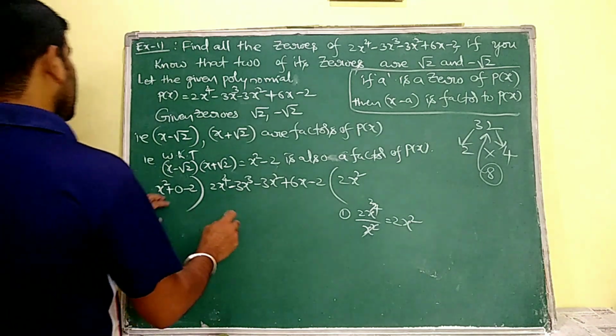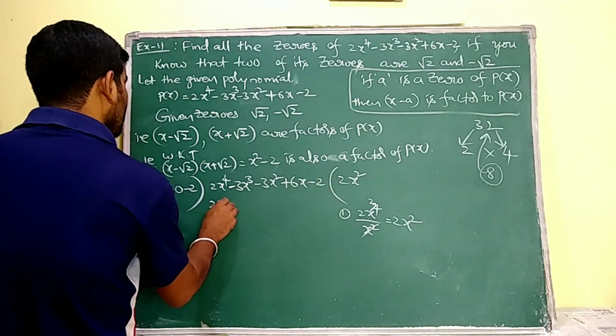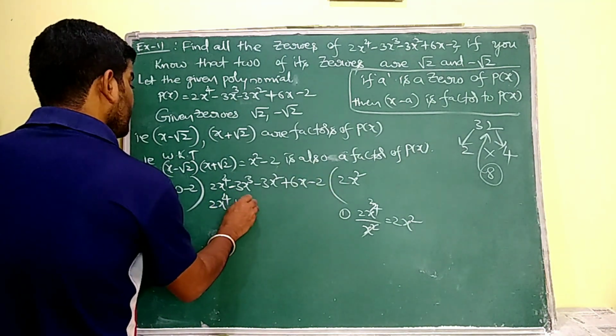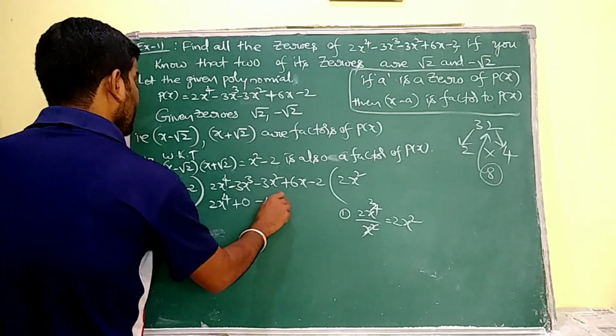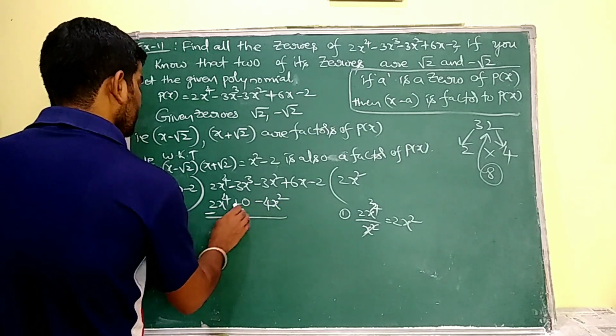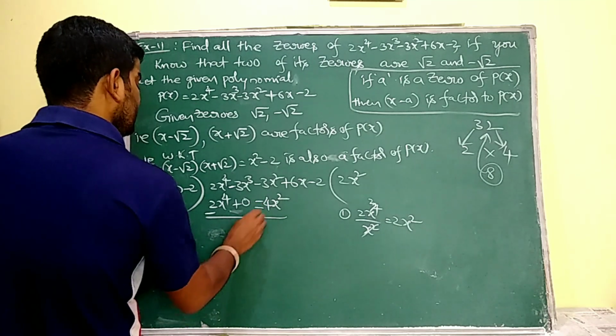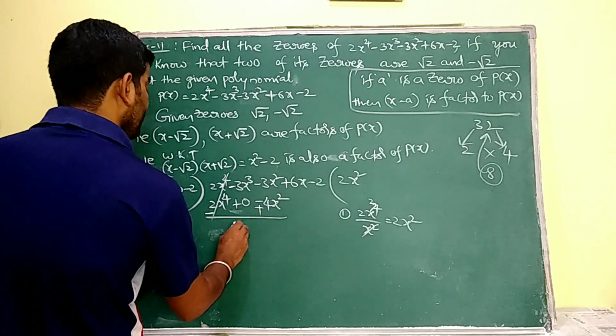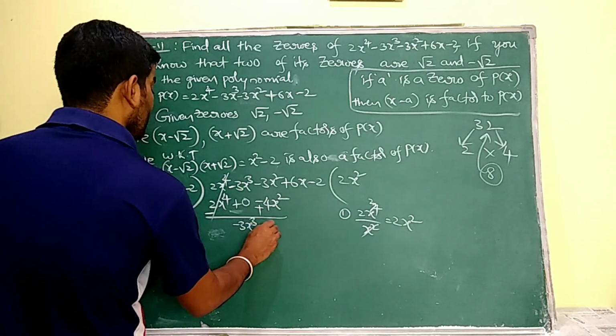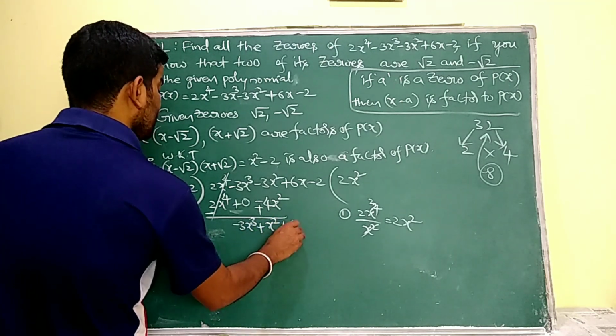Now multiply this divisor with this 2x square. 2x power 4 plus 0 minus 4x square. Minus 0, there is no change in the sign. So these two are going to be cancelled. Minus 3x cube plus x square and plus 6x.